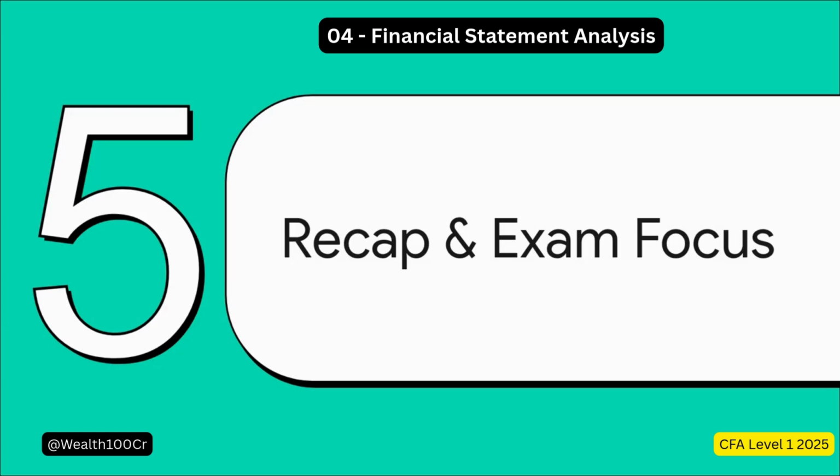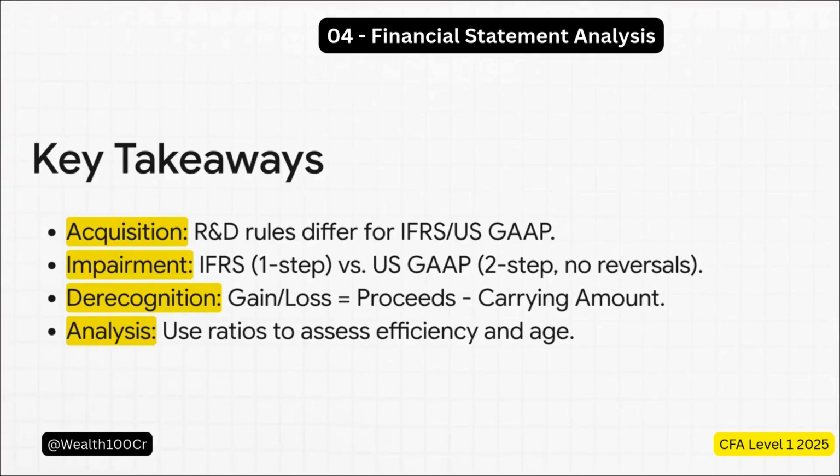All right, let's pull it all together and do a quick recap of the most important points you need to lock in, especially for the exam. First, always remember the R&D capitalization differences. It's a classic. Second, know the one-step IFRS versus the two-step US GAAP impairment tests, and that crucial no reversal rule under GAAP. Third, the gain or loss on sale calculation is simple, just proceeds minus carrying value. And finally, use those key ratios to really understand asset efficiency and age.